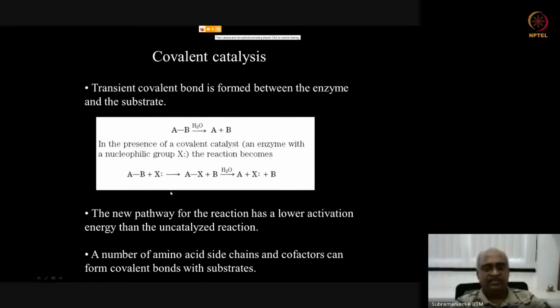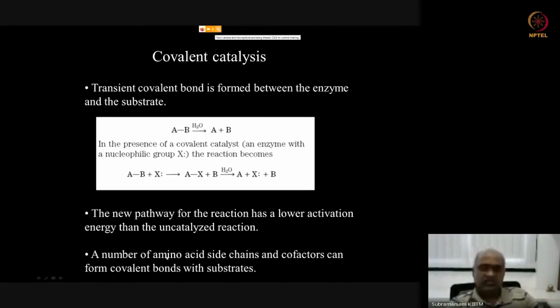And when these sort of things happen, there is a new pathway for the reaction. This is one pathway, and this is a new pathway. Instead of going from AB to A plus B, this goes via AX plus B and then A plus X plus B. So this new pathway has lower activation energy, because this bond formation requires a lot less energy, like this transfer of the covalent bond from B to X requires a lot less energy than breaking this outright. And similarly, hydrolysis of this requires less energy. And so this is how this new pathway reduces the activation energy compared to the uncatalyzed reaction.